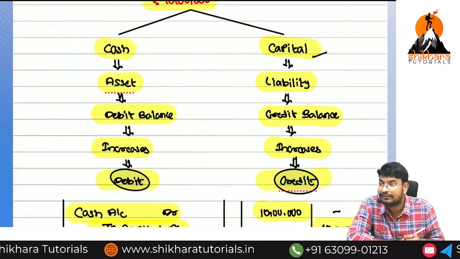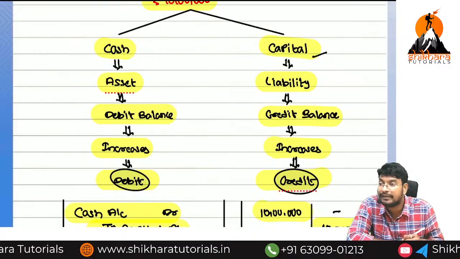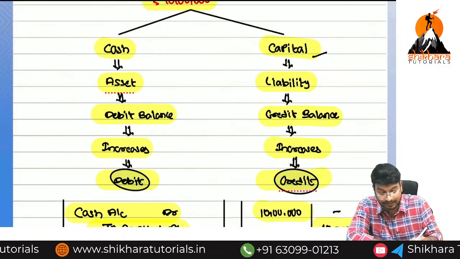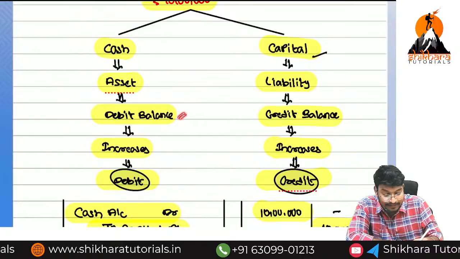Asset value will increase if it comes in. If it goes out, asset value will decrease. So, comes in or goes out? Comes in, increases. So if the debit balance increases, what do we need to do?